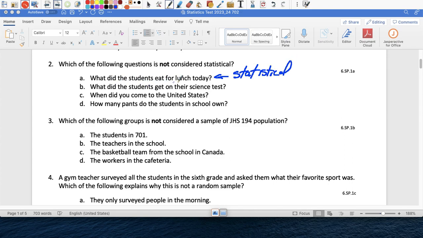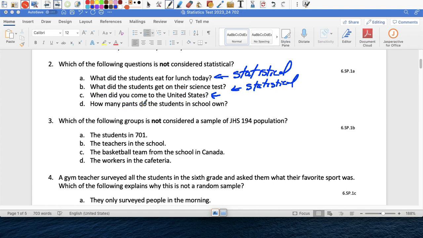What did the students get on their science test? Again, this is also statistical because we will get a lot of different answers, right? Some students got 100, some students got 95, some students got 89, etc. When did you come to the United States? Again, this one, there's only going to be one answer. I came to the United States on January 2nd, 2019. There's only one answer to this question.